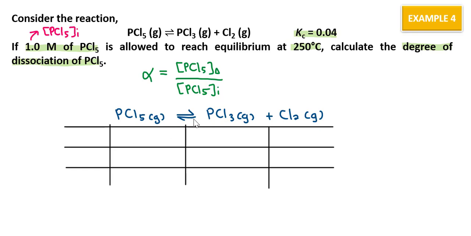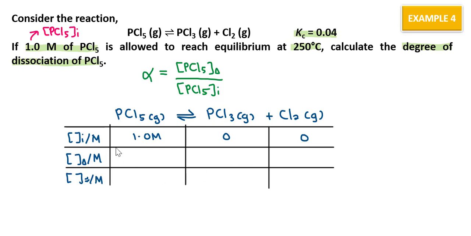As usual, construct your reaction table. Since we have the Kc and also the concentration here, we are going to use the reaction table in terms of concentration. So we have the initial concentration, the change in concentration, and also the concentration at equilibrium. The initial concentration of the PCl5 is 1.0 molar. Since the question didn't mention PCl3 and Cl2, we put them as 0.